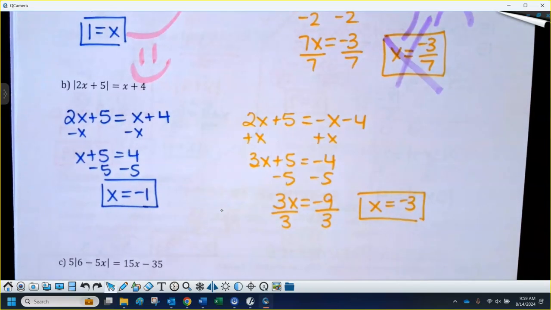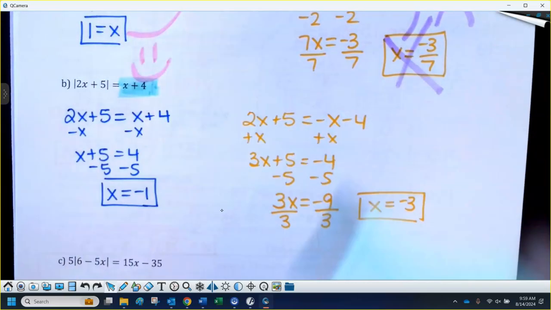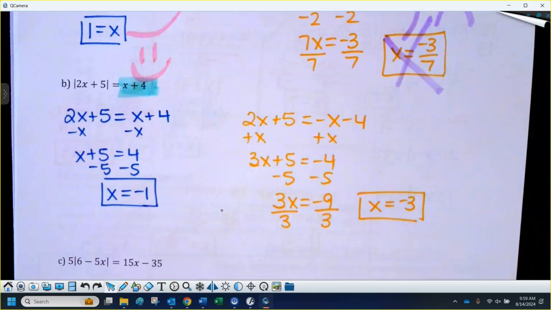Don't automatically go, oh, they're negative, they're extraneous. It doesn't work like that. You have to actually plug it back in to check. Just make sure your absolute value is not equal to a negative, because that's an expression. That's why I have to check it.